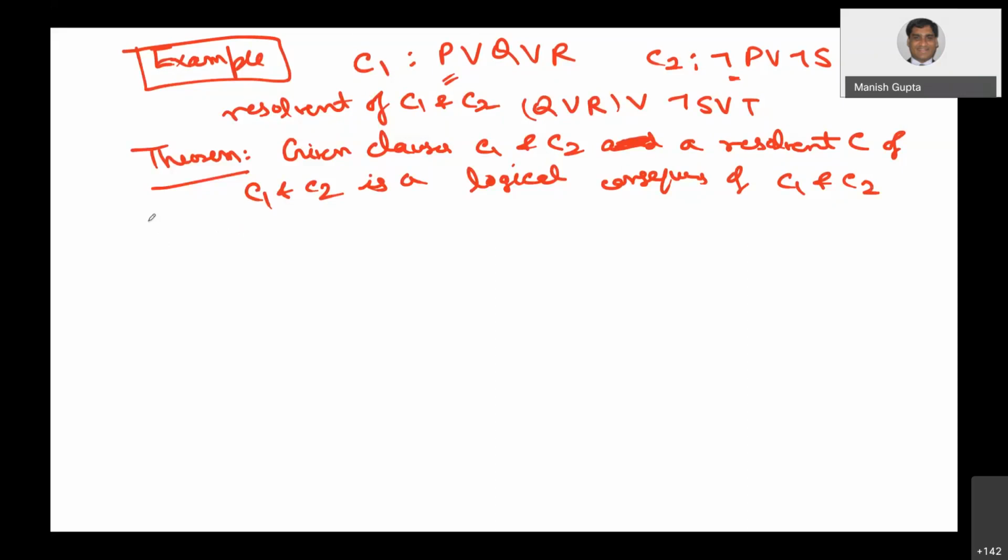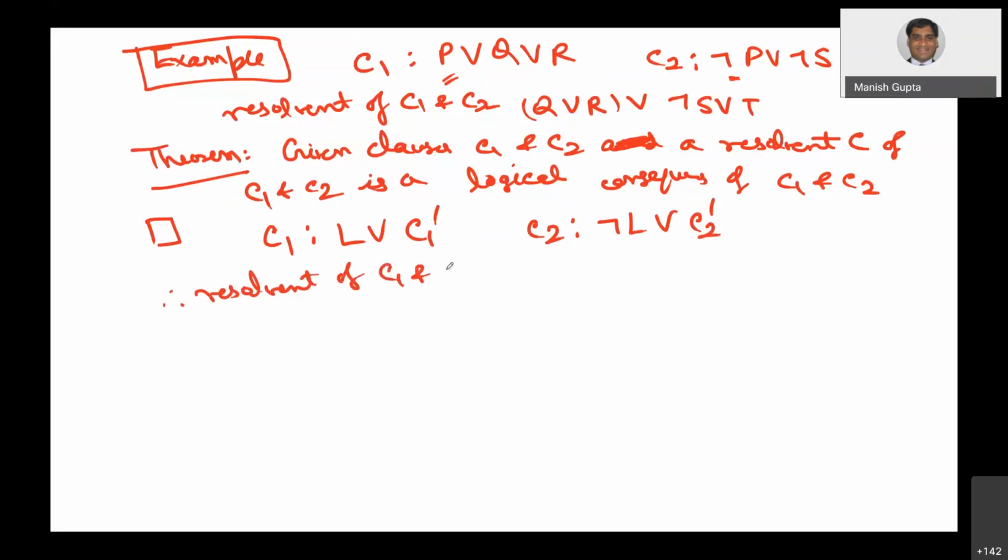So let us prove this. It's a very small result. Suppose C1 is L join C1 prime, some other clause, so C1 contains L, and suppose C2 is negation of L join C2 prime. In general, I have written this for some C1 prime and C2 prime. So the resolvent of C1 and C2 is C, which is C1 prime join C2 prime, by the definition of the resolvent. I have deleted L and negation of L and taken the join of both.